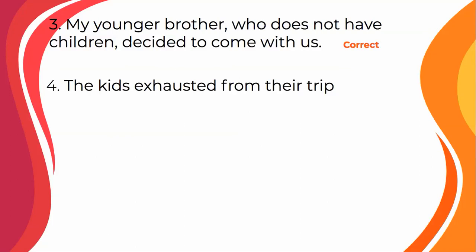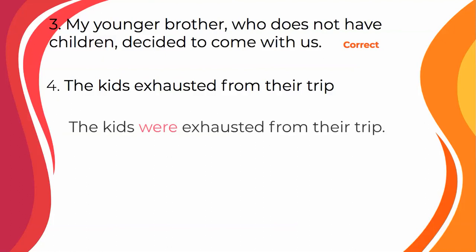And finally, 4, the kids exhausted from their trip. Again, we can probably hear it. There is a subject and what looks like a verb, but this is another example of having a participial phrase, so not a complete sentence. So a couple ways to fix it, just like we looked at before. I could add the helping verb. The kids were exhausted from their trip.